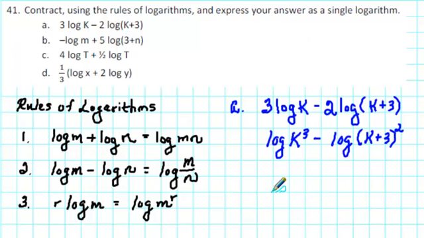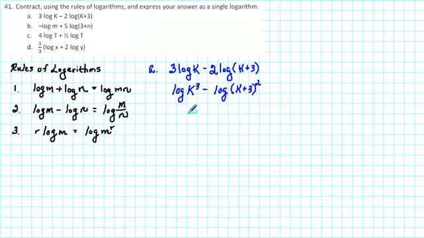Now that we have the difference of two logarithms, we can apply rule number 2. The difference of two logarithms is a logarithm of a quotient. So we end up with the logarithm of k cubed over the square of k plus 3.